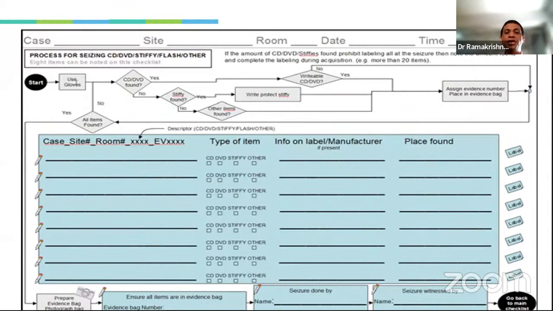Either it's a CD or a DVD, or it can be other devices like a pen drive, flash drive, or external hard disk. It can be a temporary memory. Whatever it is, you're going to record it here. Type of item is very important.